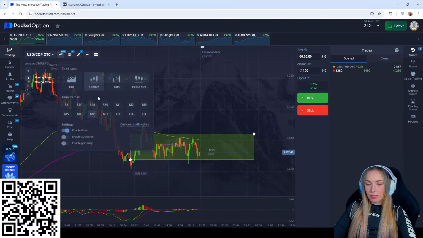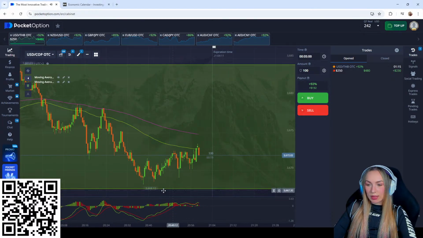huh? By the way, form the signal to open. Oh no, I don't want. Here, form the signal to open trade in the upward direction, and look how much time it needed to go up. Well, 10 minutes.